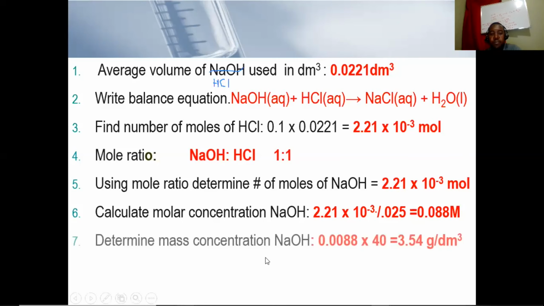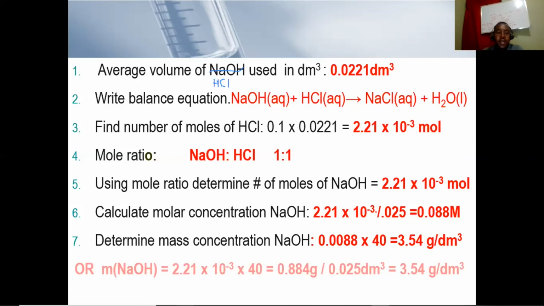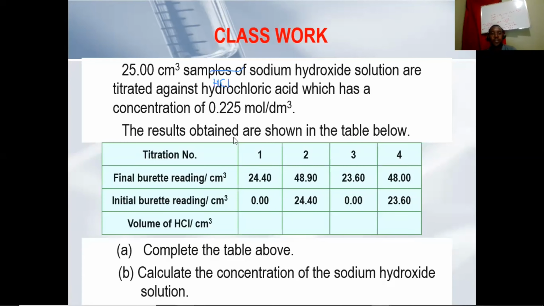All right, but it asks for the mass concentration. So therefore, the mass concentration will be your molar concentration multiplied by your molar mass. So NaOH molar mass will be 40. So you multiply both and you get the 3.54 gram per dm cube. And that would be your answer. All right, so are there any questions with regards to that? All right, so I'm going to give you this one to try now. You're going to complete the table and calculate the concentration of sodium hydroxide solution.